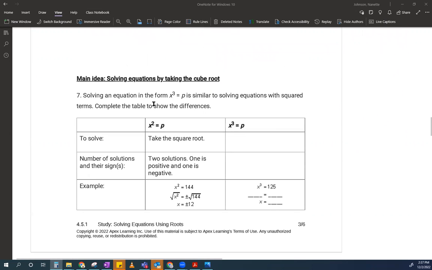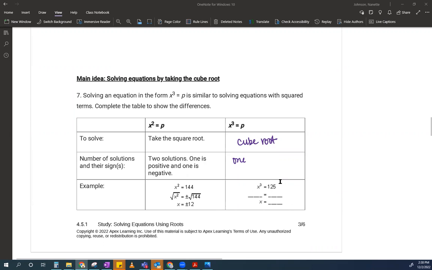It says solving an equation in the form of x cubed is very similar. Instead of taking the square root, you're going to take the cube root. Instead of having two solutions, you can have up to 3 solutions. But for right now, you will only have one solution. Later on in later maths, you'll see that you'll have 3 different solutions. And that's pretty much it.